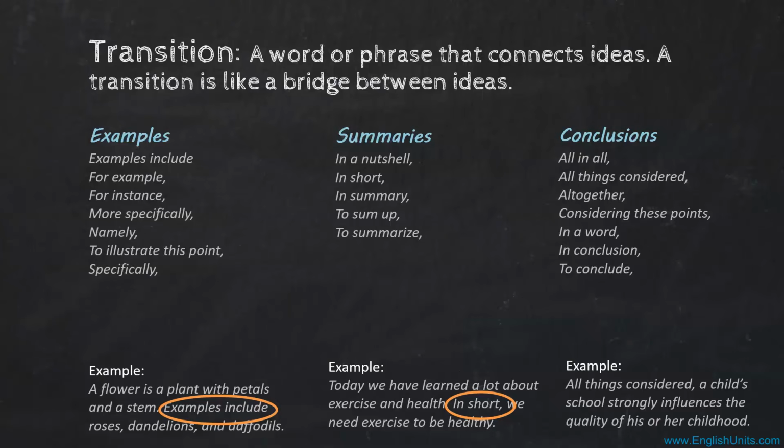This type of sentence would either come, again, at the end of a paragraph or at the end of an essay. Do you see our transitional phrase? Our transitional phrase is all things considered. When we see that phrase, we know that this sentence is a conclusion sentence.